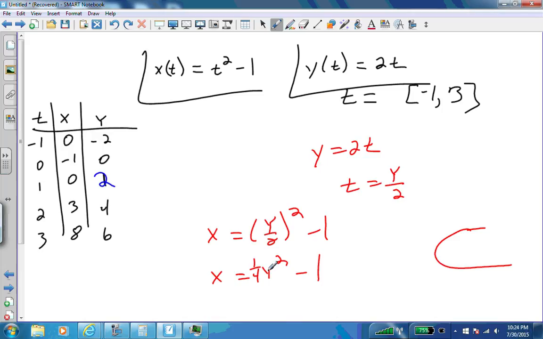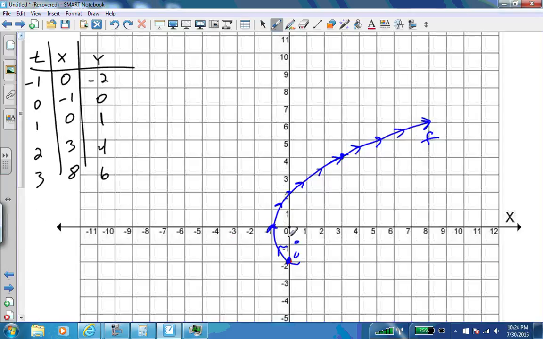Nothing is added or subtracted from the y, so no vertical shift. We have a horizontal shift to the left 1. But that's the portion of that parabola that corresponds to our time frame, -1, 3. And time frame is important.